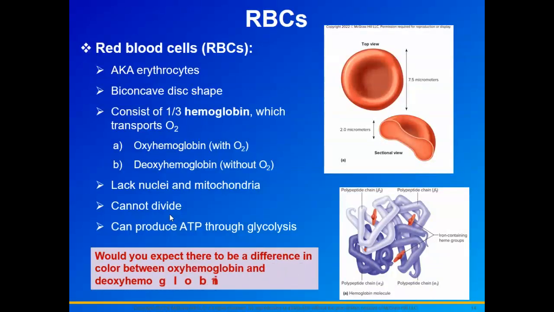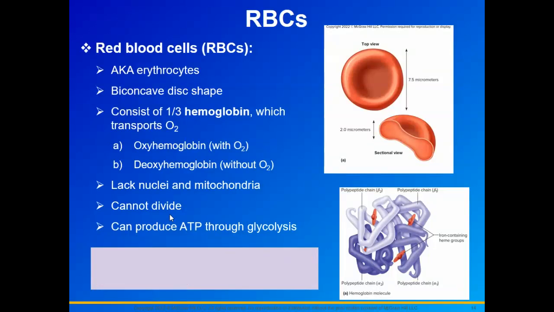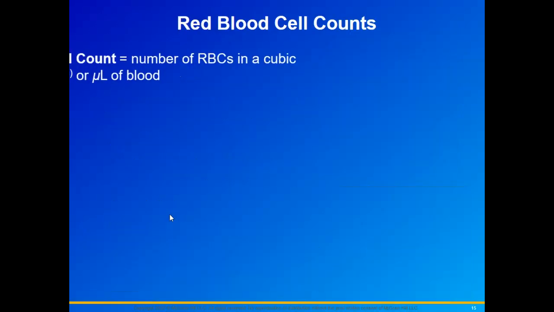Would you expect there to be a difference in color between oxyhemoglobin and deoxyhemoglobin, and if so, what is it? Mikey, you're the first one. Yes, very good. So oxyhemoglobin is going to be your deeper, kind of a brighter red, whereas your deoxyhemoglobin is going to be more towards a purplish color. Anyway, yeah, very good. And that's for obvious reasons, because of oxygen. You think about it, in your veins, blood is gonna be a much different color than when it is exposed to oxygen. It's gonna turn bright red. Very good.